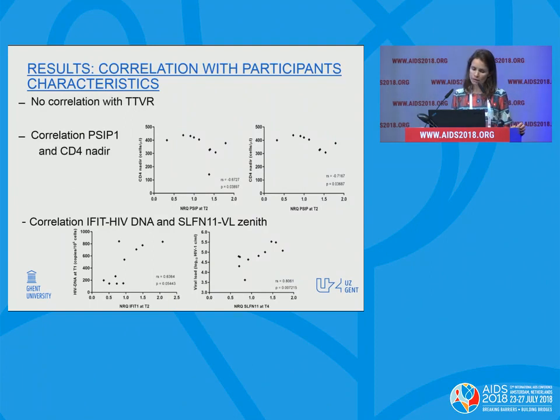So when we look at the participants' characteristics, unfortunately we could not reveal any correlation between the expression of the restriction factors and the time to viral rebound in our small cohort. However, we could find some interesting findings, namely that the cofactor PSIP1 at time point 2 was negatively correlated with the CD4 nadir, and the correlation of IFIT1 at time point 2 with HIV DNA measured on ART, and Schlafen 11 at time point 4 was also increased, correlated well with a higher viral load zenith.